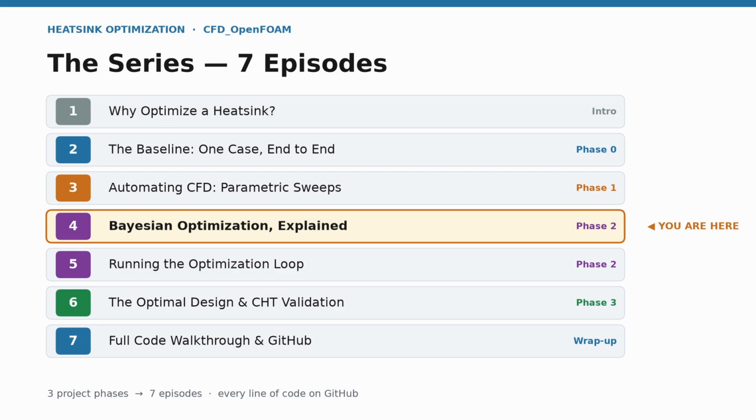Here's where we are in the series. Episode 2 built the baseline, one case end-to-end. Episode 3 automated it, parametric sweeps across each design variable. And now, episode 4 is the algorithm layer. We are going to understand exactly how Bayesian optimization works before we plug it in. Episode 5 will be the live run, the actual Optuna study, the full automation loop, 30 CFD calls chewing through the search space, and the moment we find the optimal design. Episode 4 is what makes episode 5 legible.